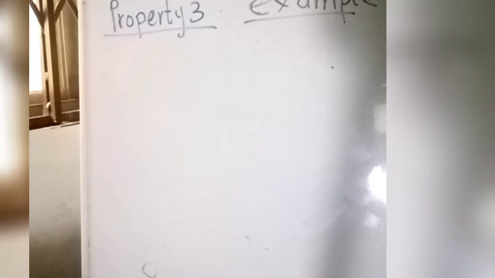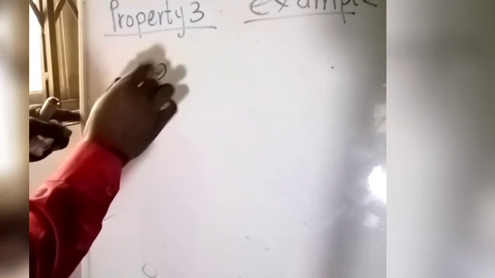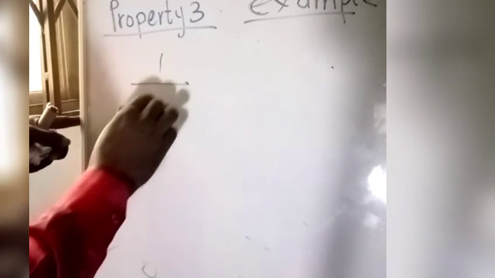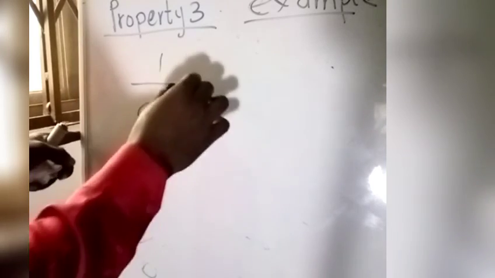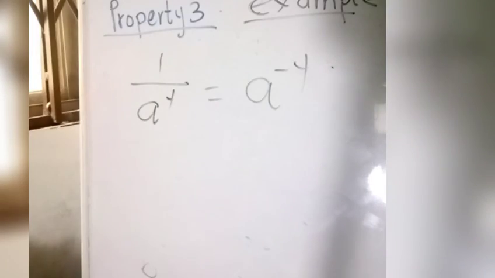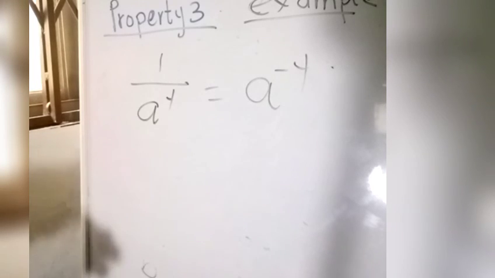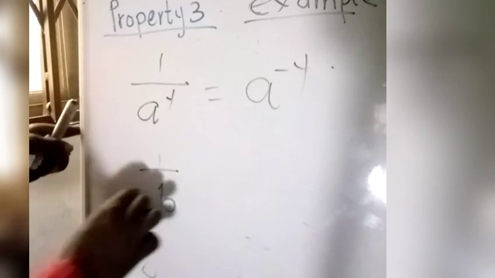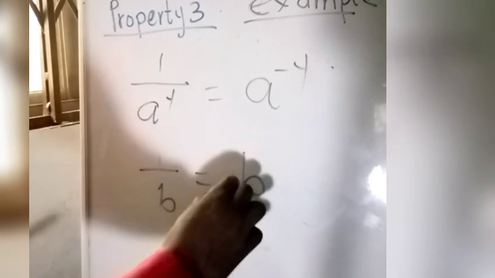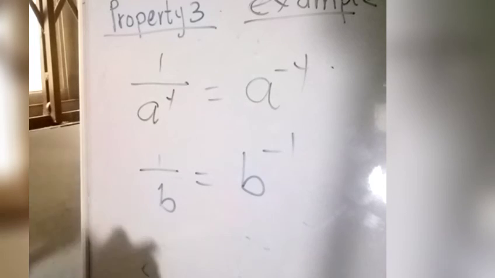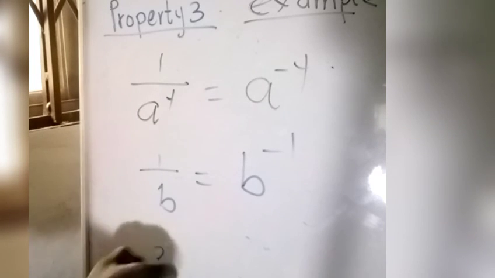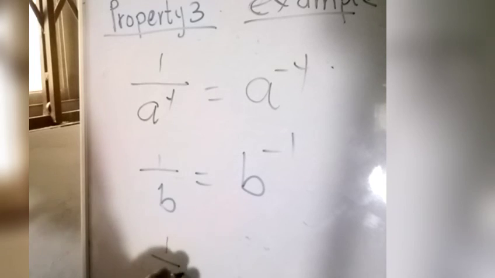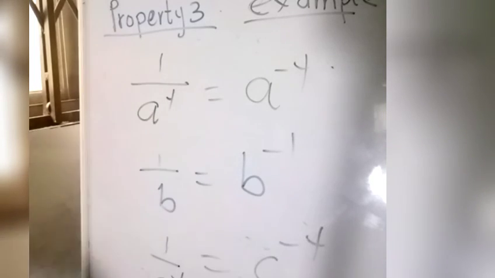And listen to this very important thing. What if you've gotten an answer as a fraction and you want to write it without a fraction? In case you have 1 over a exponent 4, if you want to write this without the fraction, you get a exponent negative 4. Don't forget that. Let's take another one. Let's say we have 1 over b as your final answer. It's going to be equal to b exponent negative 1. Finally, when you have 1 over c exponent 4, that will be equal to c exponent negative 4. Very good.